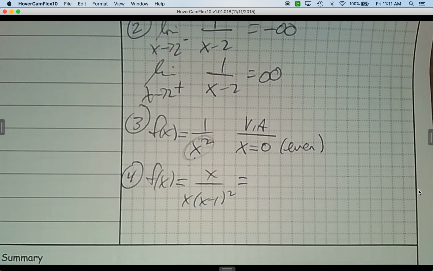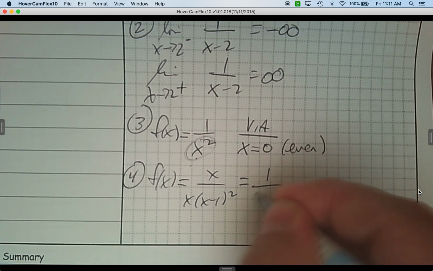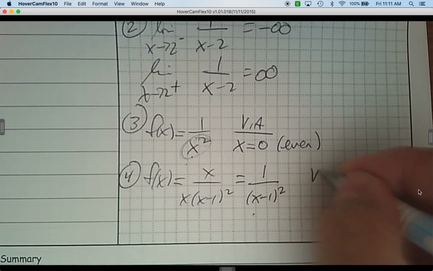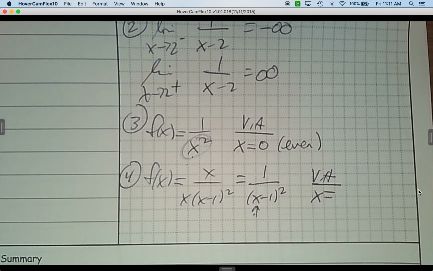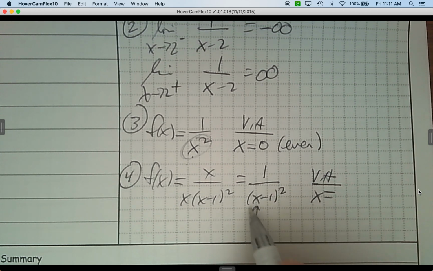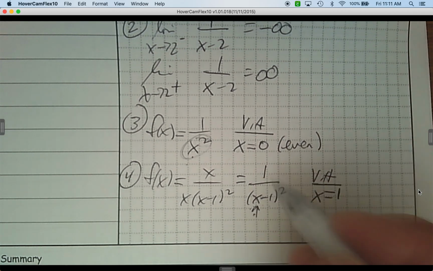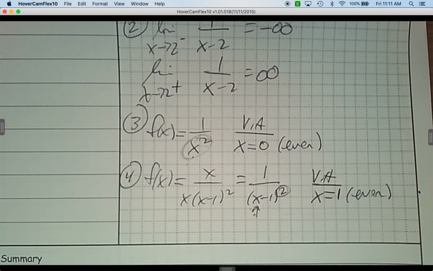Step 1: is there anything removable? I want you to notice the x's are removable. This can be written as 1 over (x minus 1) squared. The x's create a hole in the graph. What's left over that's not removable are vertical asymptotes. So we have a vertical asymptote where? What makes the denominator 0? If you set x minus 1 equal to 0 and solve it, or use some math intuition, what value for x makes that 0? That's positive 1. How do I know if it's even or odd? Look at the exponent. Because the exponent is even, it is an even vertical asymptote.